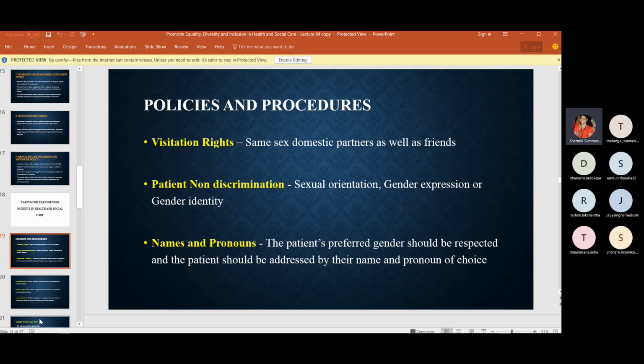So if you need to call them, you can ask what their name of choice is, how you can call them, and you need to call them by that name only. You can't decide and call them whatever name or pronoun you think. There are no rules and regulations for that. The patient's preferred gender should be respected and the patient should be addressed by their name and pronoun of choice.